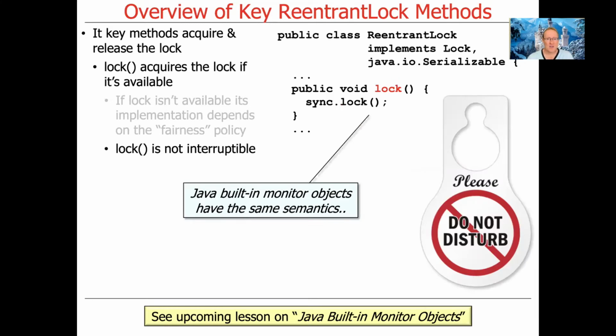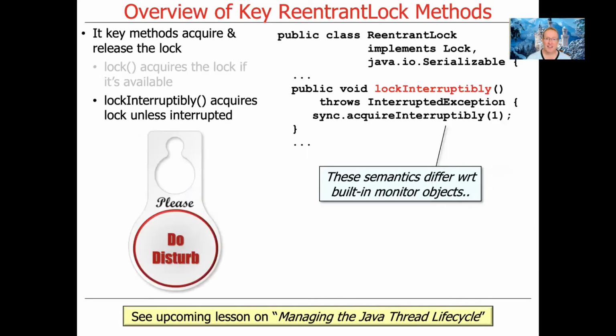It's kind of like when you call a call center and they say, calls are answered in the order received, so please don't hang up and call back. A lock call by itself, just the lock method that's inherited from the Lock interface, is not interruptible, so it can't be disturbed. That is basically the same semantics as Java's built-in monitor object synchronized methods and statements. Those locks are also not interruptible, as we saw before. Therefore, if you want interruptibility, you need to call lockInterruptibly.